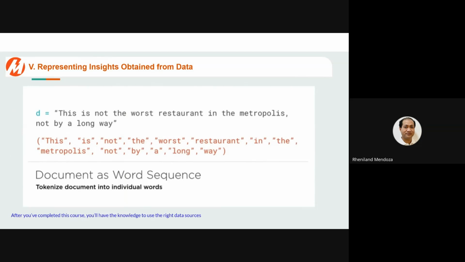So let's consider this document, which is essentially a restaurant review. And this is the text that makes up this document. Model this document as an ordered sequence of words. This will involve splitting this document into words, or tokenizing. All of the individual words of this document are extracted and set up in an ordered form.